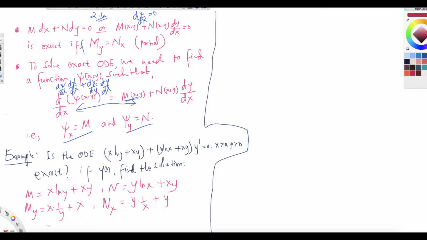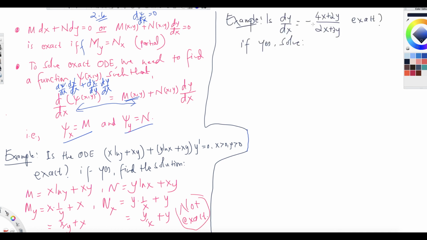So are they equal? You got x over y plus x, and this one is y over x plus y. Do you think they are equal? No, right? So this is not exact. So how do you write that? It is not exact, so we are not trying to solve it. We just say that it is not exact. We're done here, okay?